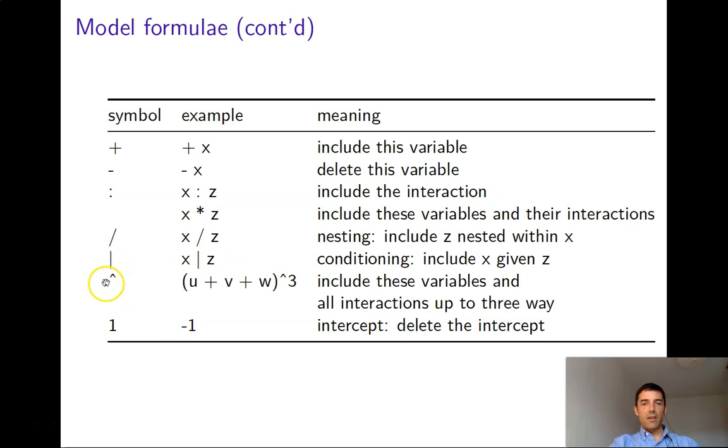This caret here is for including interactions only up to a certain level. So in this case, to the power of 3 includes u, v, w, and the interaction of u by v by w. So in this case, it's all of the interactions. It could also be accomplished by u times v times w. And then finally, this is a rarely used option, but -1 means to delete the intercept.